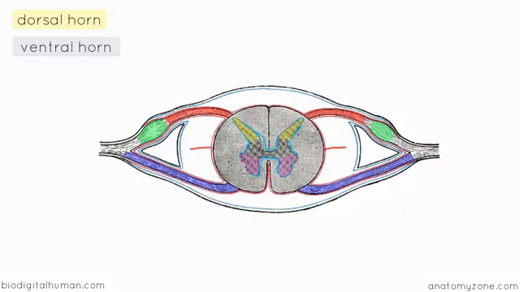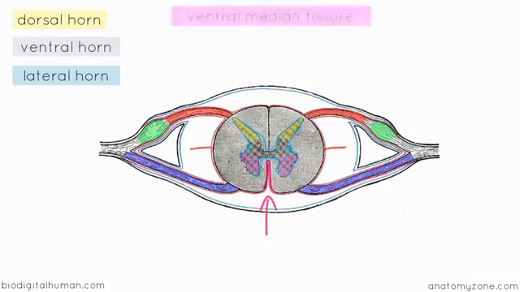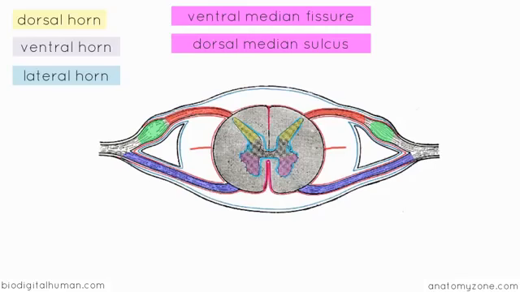And in the upper lumbar regions and the thoracic regions of the spinal cord, you've got a lateral horn. So I've highlighted that in light blue. Now you'll also notice that there's these two grooves which run into the spinal cord. So anteriorly, which I'm outlining in pink, you can see that there's a fissure which is known as the ventral median fissure, and posteriorly you've got the dorsal median sulcus.